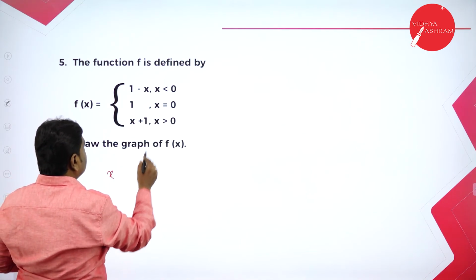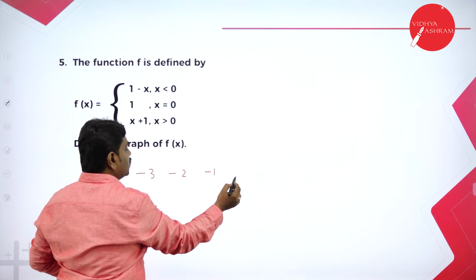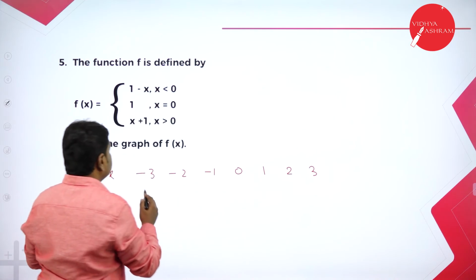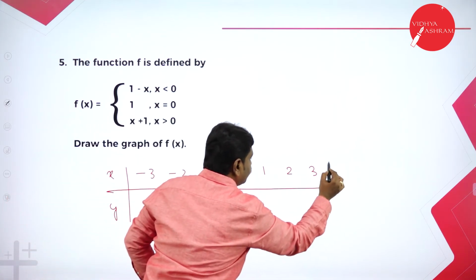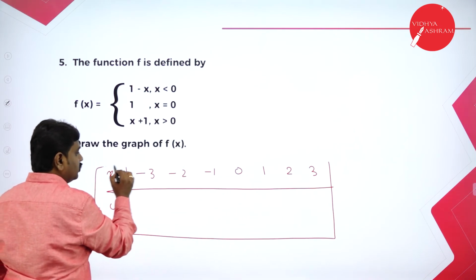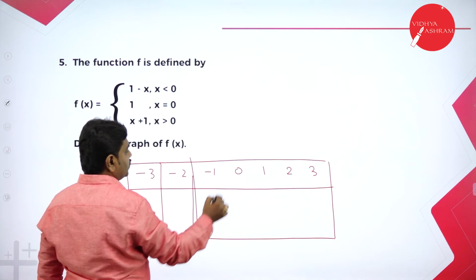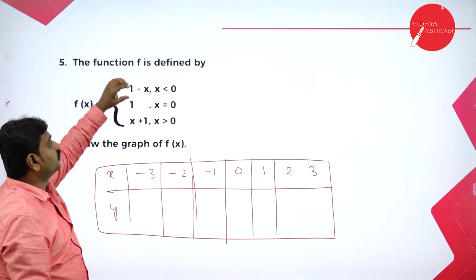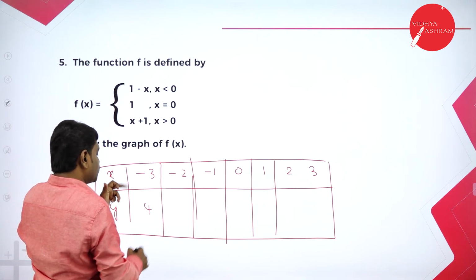When x is less than 0, I will take minus 3, minus 2, minus 1, 0, 1, 2, 3. Three values. So when x is minus 3, please observe, they gave the function value in 3 stages. These are x values. X less than 0, so I should take 1 minus x. 1 minus minus 3 becomes 1 plus 3, 4.